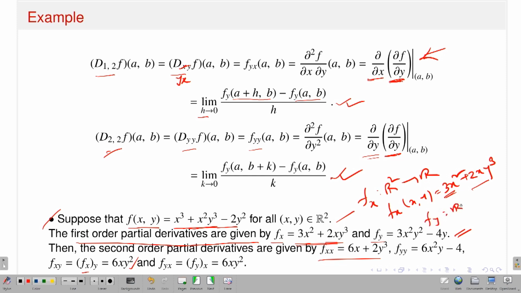Similarly, fy also is a map from R2 to R, and fy at the point (x, y) is nothing but 3x²y² − 4y. Then perform the partial derivative with respect to y and with respect to x. So 4 second order partial derivatives will be there for this function. This function is very nice, a polynomial in x and y, so all partial derivatives exist, first order, second order, in fact higher order as well.